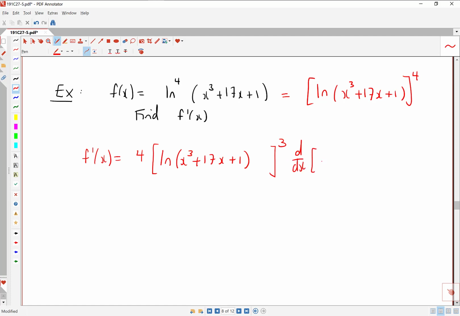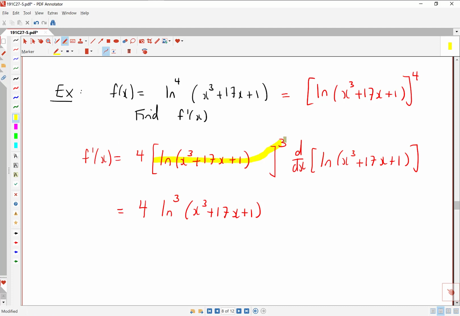So multiply by the derivative of ln of this polynomial. I think I will break that into 2 steps, just so that there's not too much going on at once. The first part can just get recopied, and as you recopy it, you might want to switch back to the quick notation. So that's 4 times ln cubed of the polynomial, because saying we've got ln of this polynomial all cubed is exactly the same thing as saying we've got ln cubed of this polynomial.